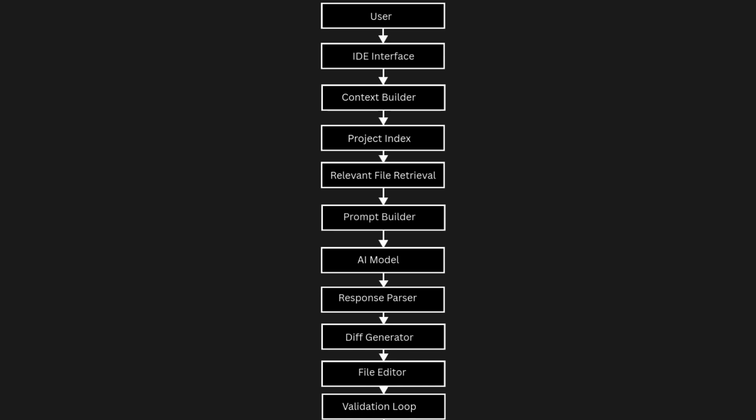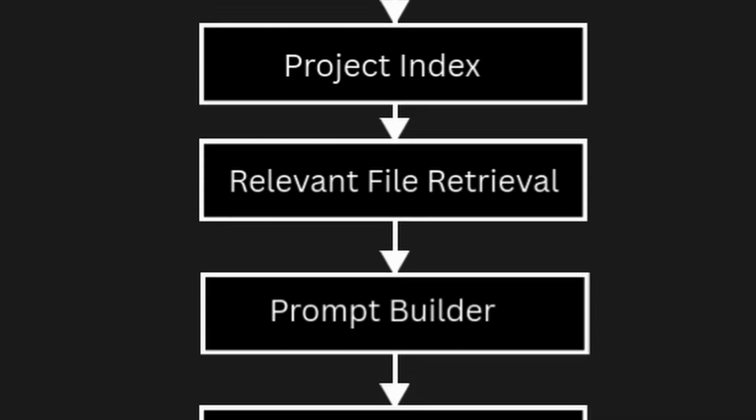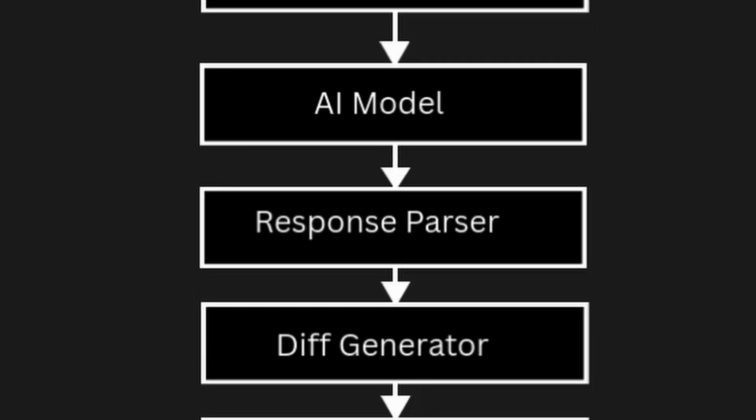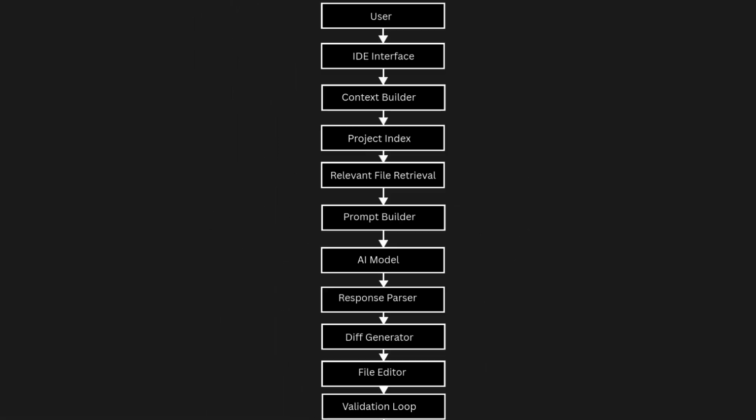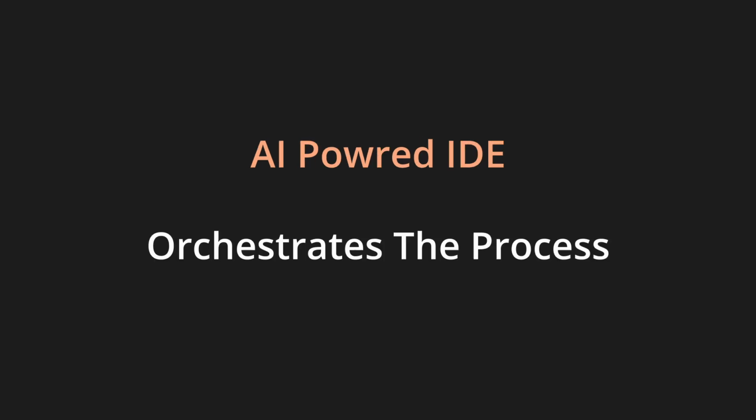Modern AI coding tools are not just text editors connected to an AI model. Behind the scenes, an entire system is responsible for understanding your project, selecting relevant files, coordinating with the AI model, and safely modifying your codebase. In fact, two major systems are working together behind the scenes. The AI model, which generates the code, and the AI-powered IDE, which understands your project and orchestrates the entire process.